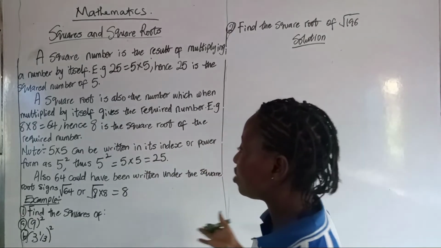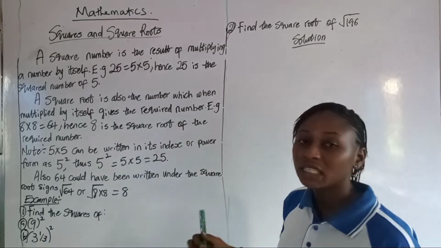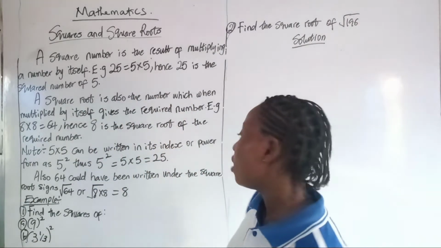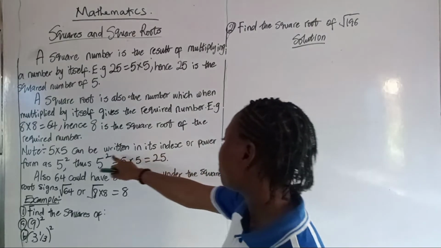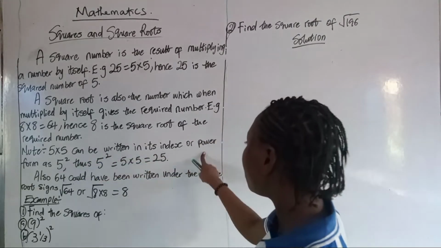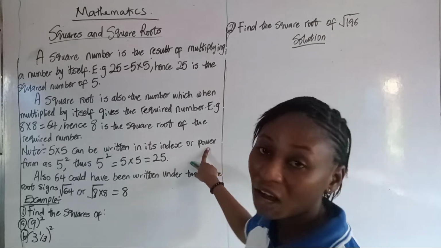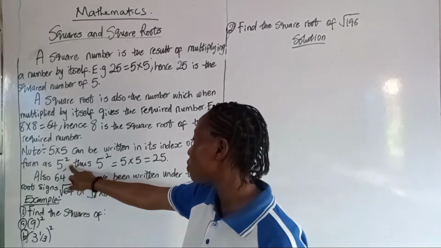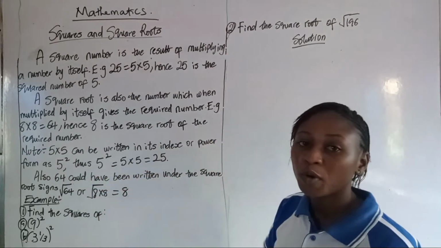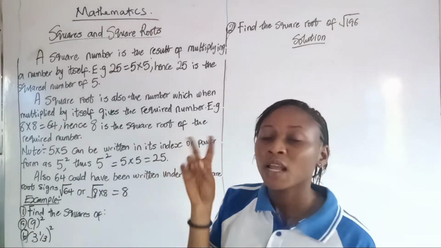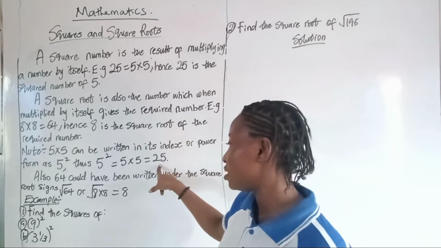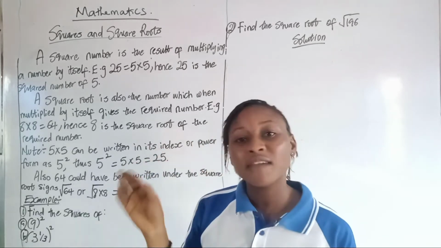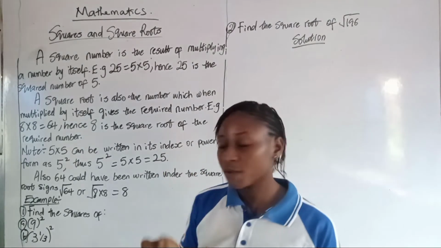And we should note that 5 times 5 can be written in index form, that is, it can be written as 5 raised power 2. Some of you know it as power form, some you know it as index form. That is 5 raised power 2. This 5 raised power 2 is going to be equal to what? That is 5 in 2 places. 5 times 5 equals 25. That's square. Square is always raised power 2. If that is cube, it's going to be raised power 3.